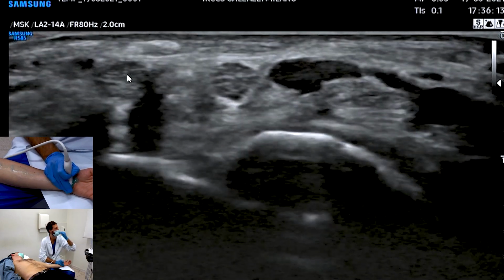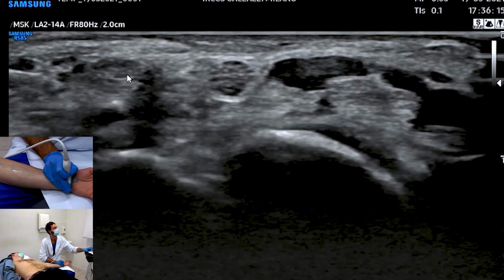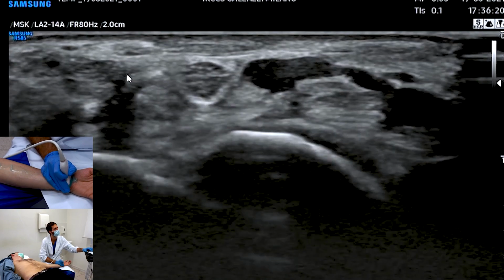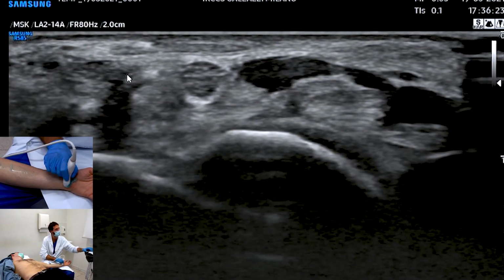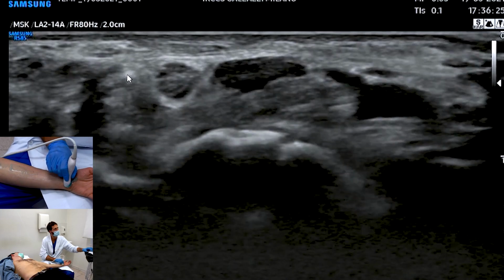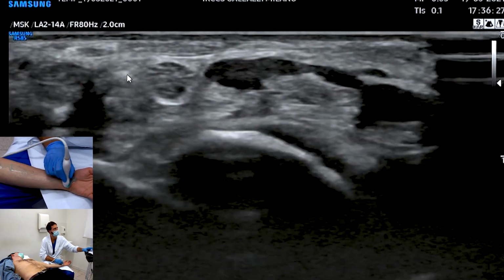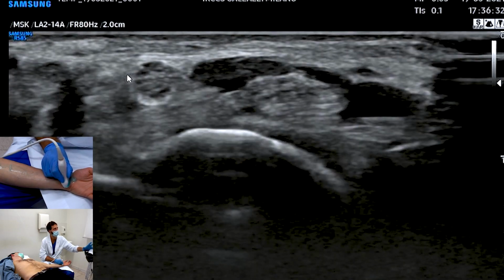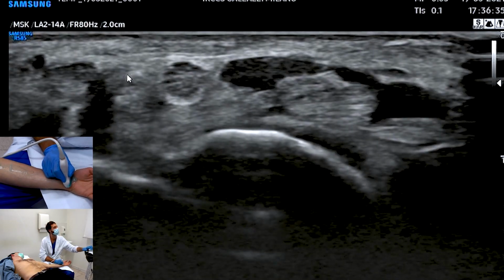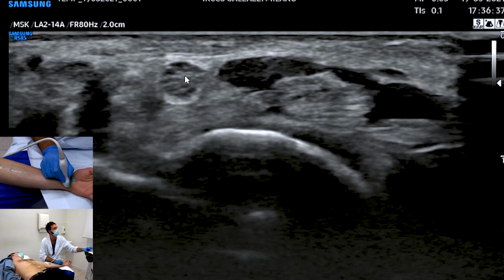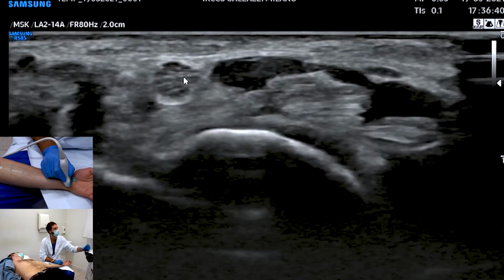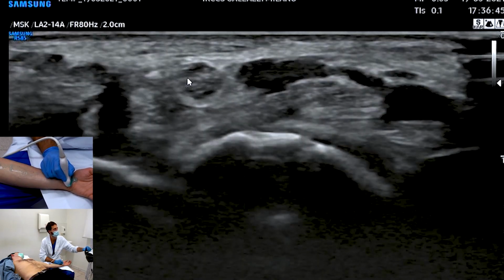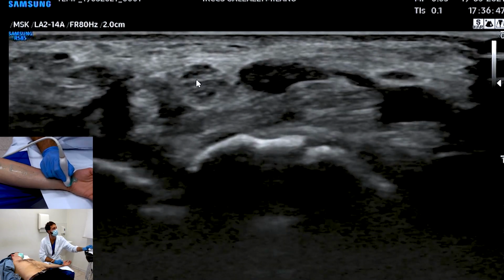If we have some problems recognizing the median nerve, to differentiate the nerve from the tendons, we have to recall that by tilting the probe in this way, we can note that the tendons alternately become hypoechoic and hyperechoic due to the anisotropy effect, while the median nerve remains the same with its honeycomb appearance related to the hypoechoic fascicles surrounded by hyperechoic connective tissue.